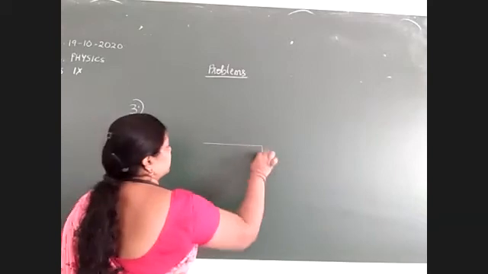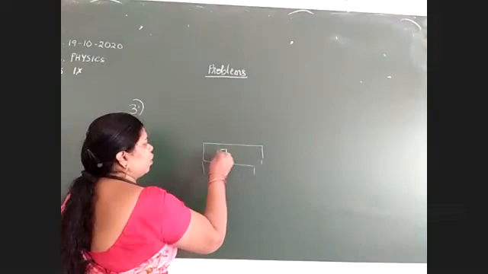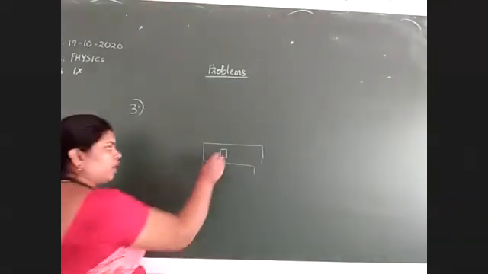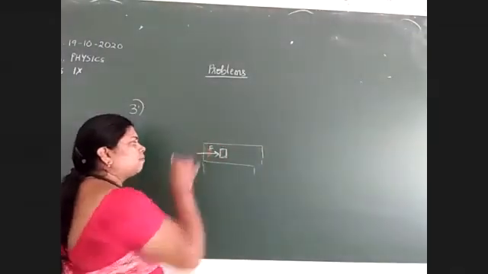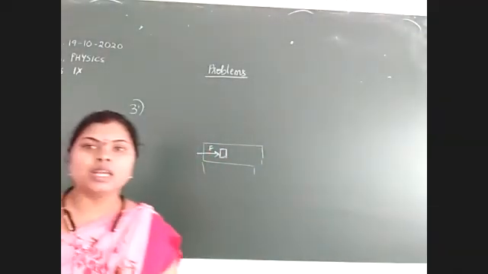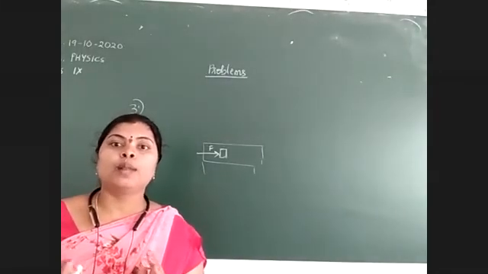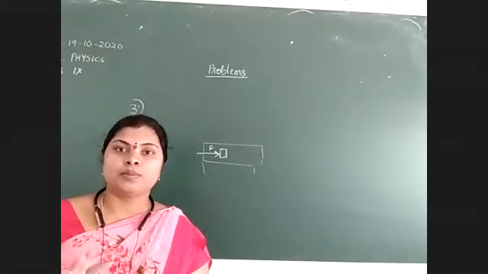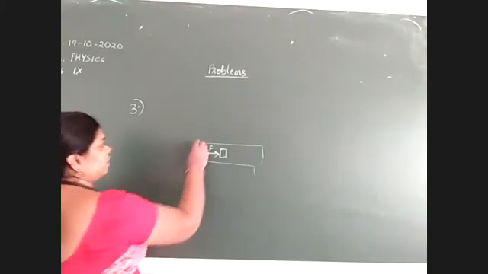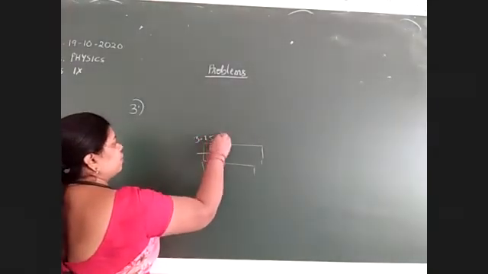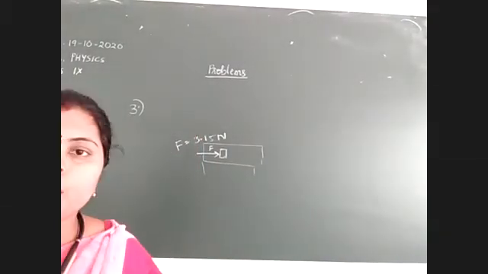Okay, a table is there. On this table, you have one wooden block, and this wooden block is pushed by a person by applying some force. Swati is pushing a wooden block on the table surface, with a force of 3.15 newtons. So what is given? Force is given as 3.15 newtons.